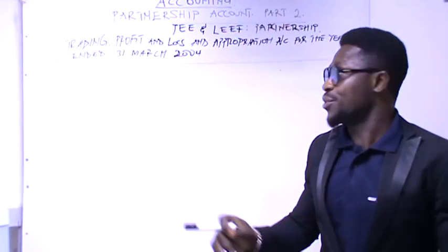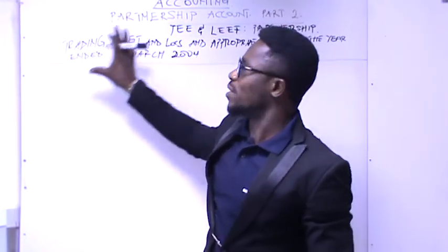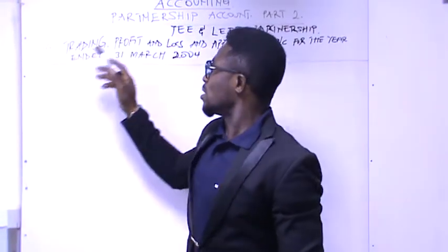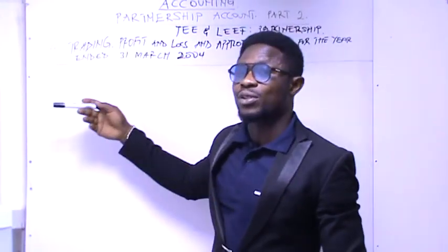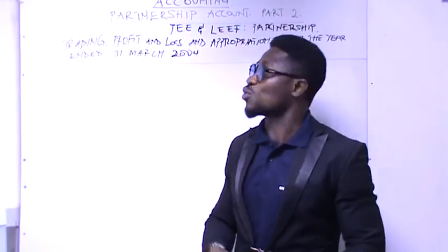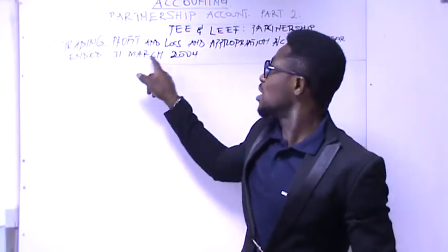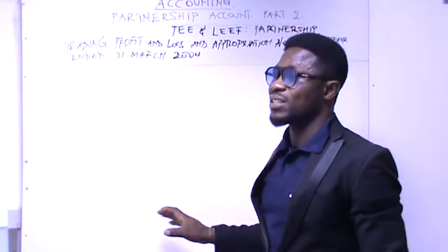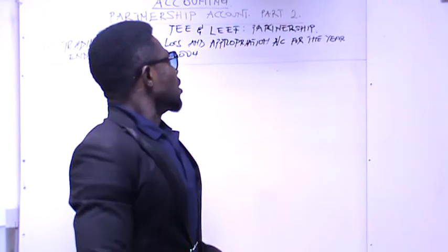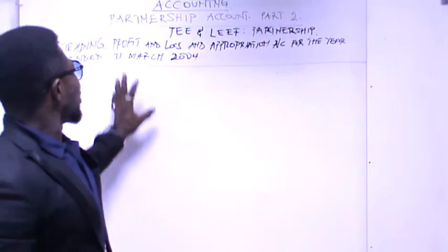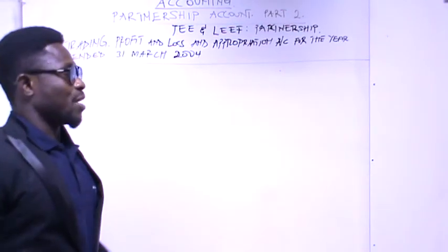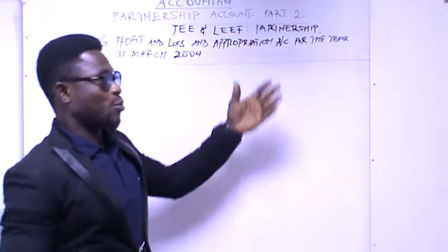And please mind you, the accounting period of these partners starts from 1st April 2003. So the year is supposed to end at 31st March 2004. So we are preparing this for a year or 12 months, right? Then we are going to start with our income statement or our trading. Then we continue with our profit and loss and appropriation account.